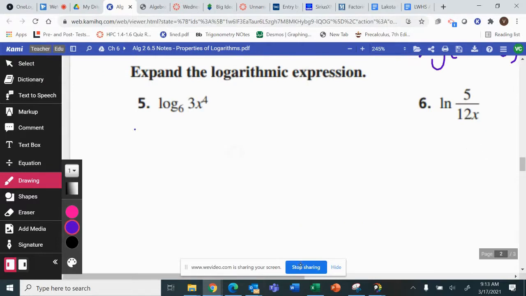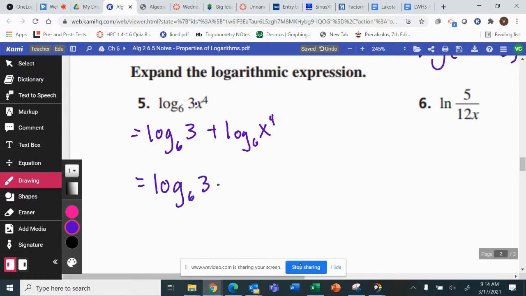Expanding. So I'm going to first separate right here where the 3 and the x to the 4th are multiplied. So I'm going to separate, since it is multiplication, I use addition. And then I also have to take care of this exponent. The exponent was not on the 3. That's why I didn't move it yet. I had to get rid of the 3 first. Now that it is only on the x to the 4th, I will move that 4 in front, multiply it.